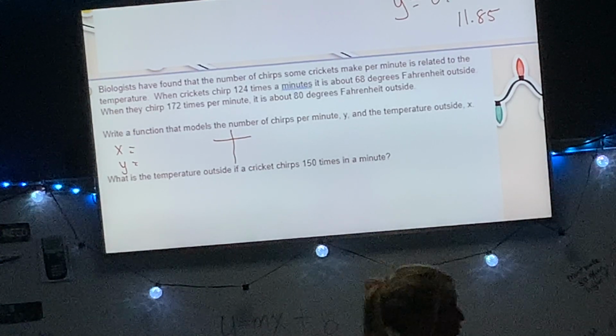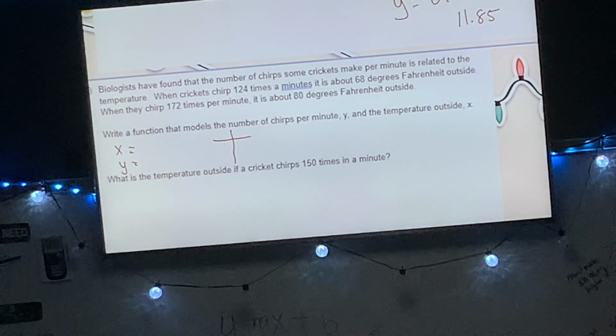Careful, X has to go first. Make sure you know what your X is. Some of you have your numbers backwards. That's why we need to label.